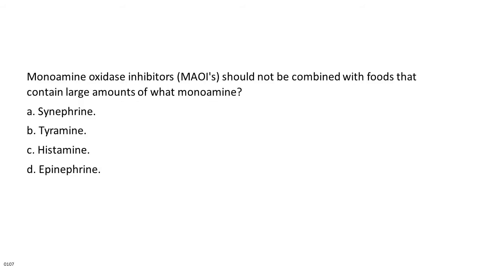Monoamine oxidase inhibitors, MOIs, should not be combined with foods that contain large amounts of what monoamine? A. Synephrine. B. Tyramine. C. Histamine. D. Epinephrine.